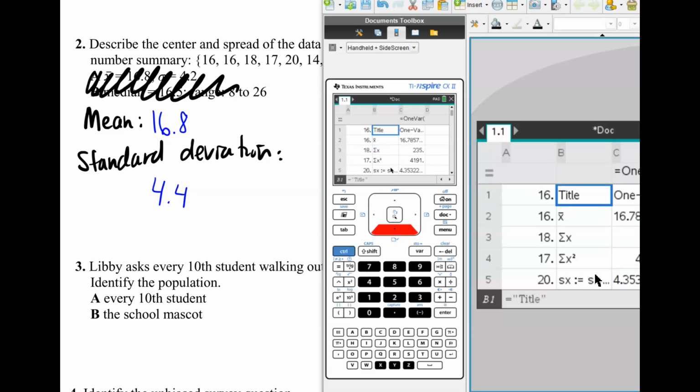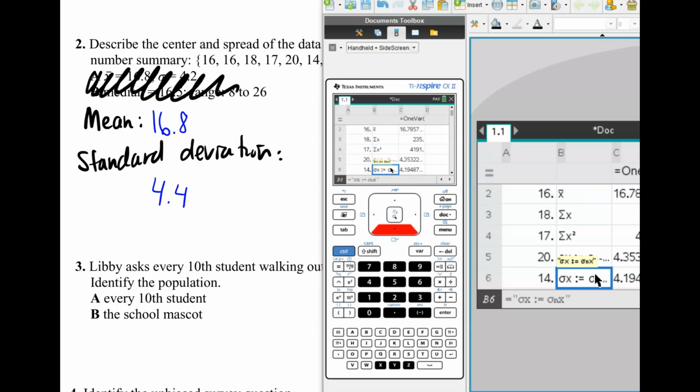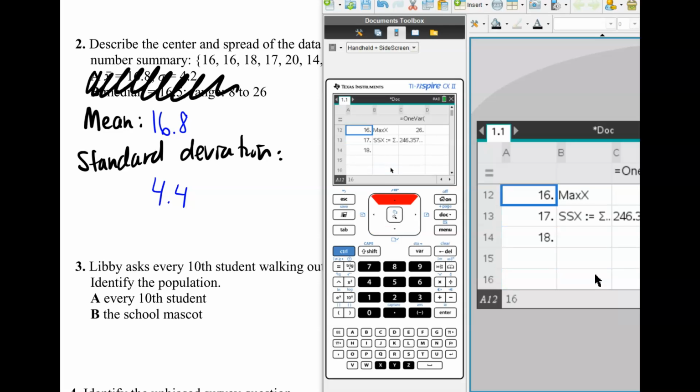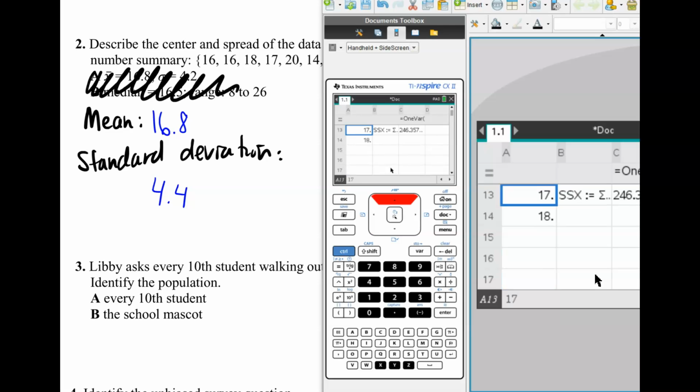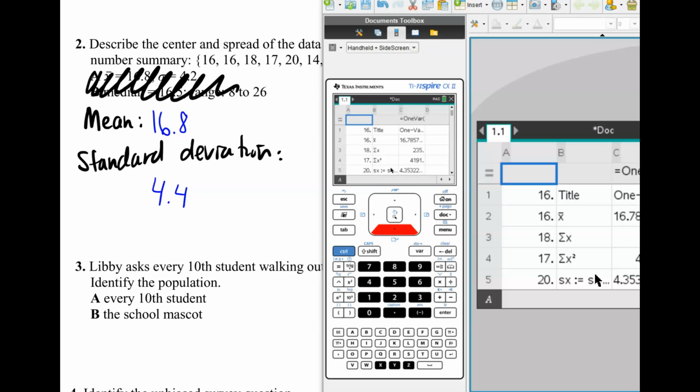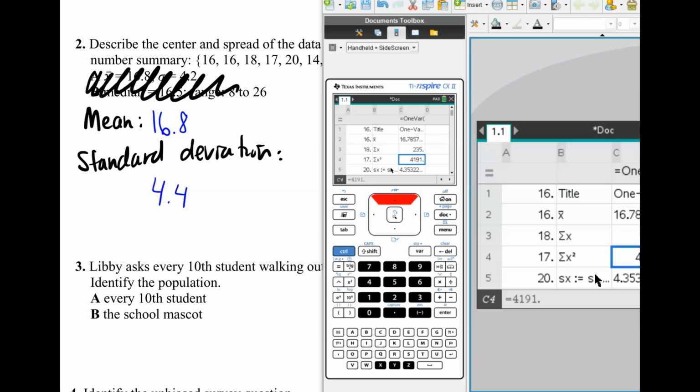Well, I scroll up because if I give you a list that's really long, you might be far enough down that you don't see anything. If I had a list that was like 20 long, you have to scroll all the way up to the top one. If you're looking for the mean, the mean is always the top one. And our standard deviation is the SX right here, 4.4.